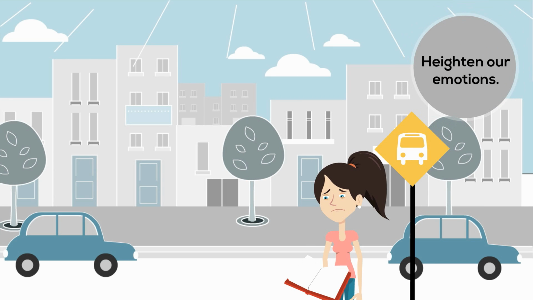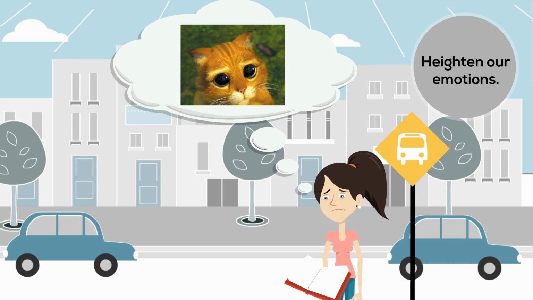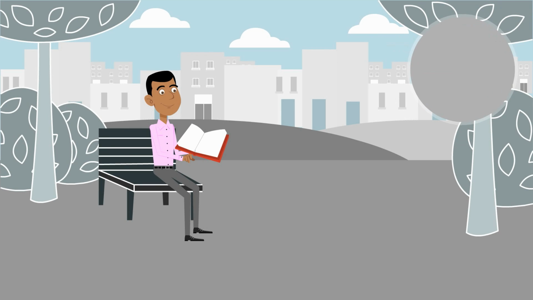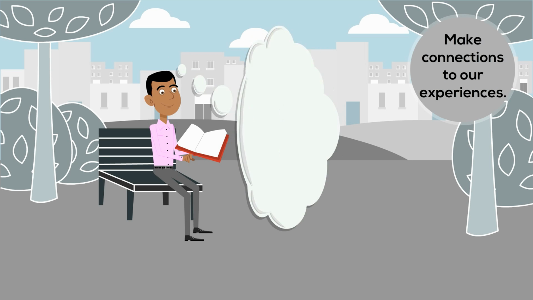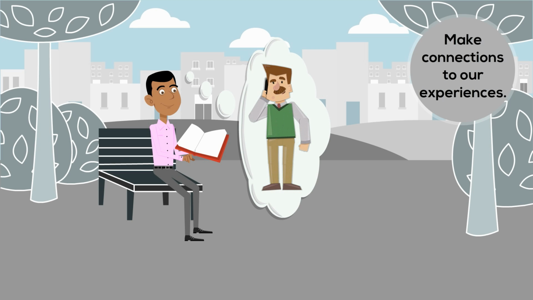Visualizing can heighten the emotions we feel when reading, like imagining a lost kitten huddled under a bush during a rainstorm and feeling sad and sympathetic at the sight. Or visualizing could mean that we make connections to relate what we're reading to our own experiences, like picturing a character in the story as having similar features or characteristics to someone we know in real life.